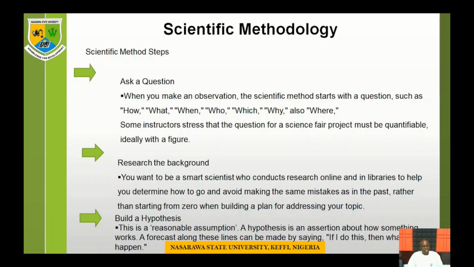Normally we say a hypothesis is a reasonable assumption. So that's an assertion about how something works. A focus along these lines can be made by saying, if I do this, then what will happen? The first step was to ask the question, why? You went to the library, you asked questions, you researched the background, and then the next step is trying to put one or two things together by saying that if I do this, then what will happen?